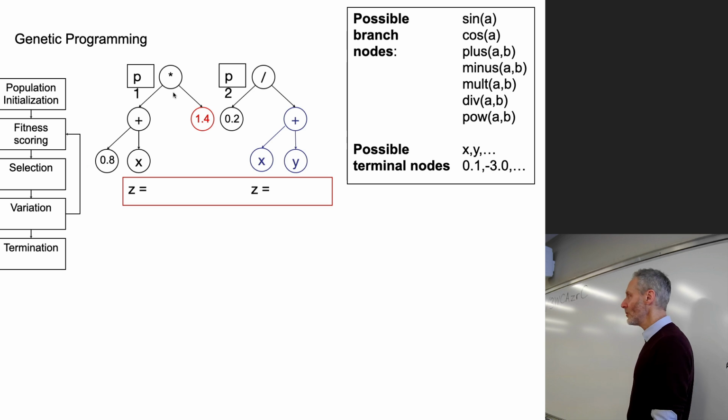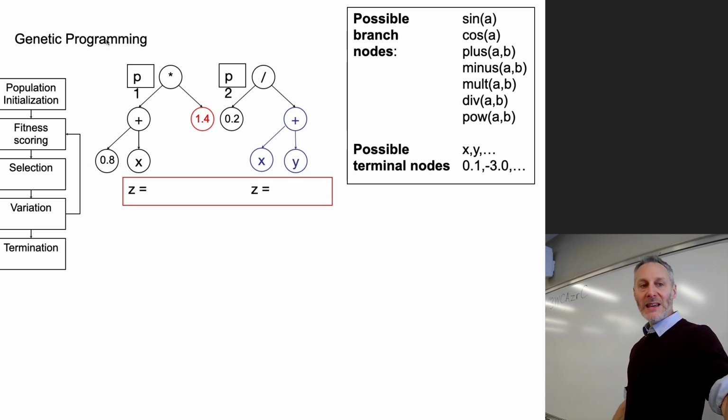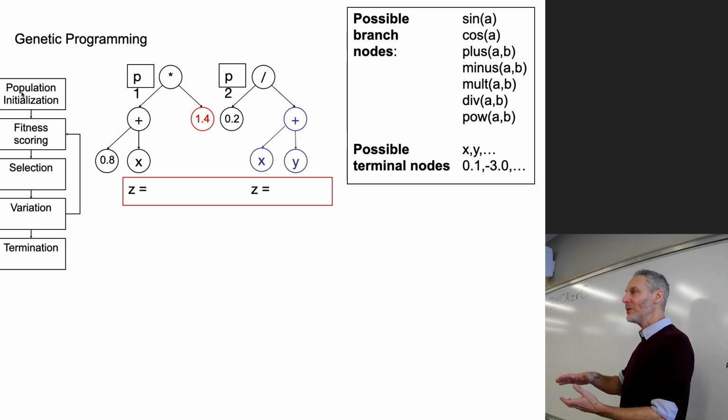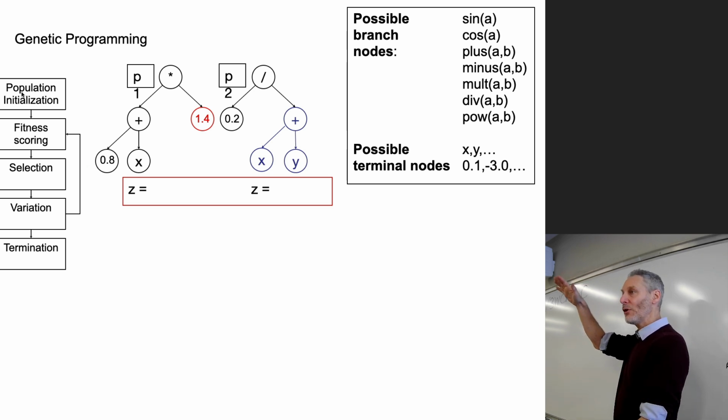And for those non-computer scientists who have not seen the tree data structure before, don't panic. It's pretty intuitive. We'll go through it now. So at the beginning of genetic programming, like in all the evolutionary algorithms that we've seen, we need to generate a population of random solutions. In genetic programming, it's going to be a population of random equations. How do we do that?